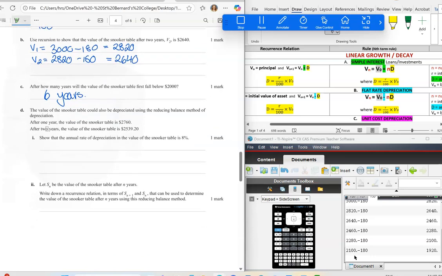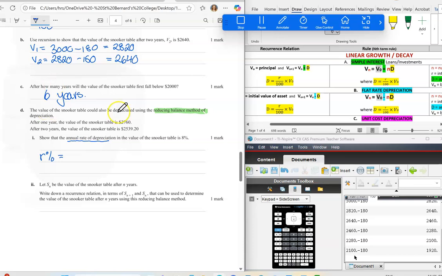They now changed to the reducing balance method. They said after 1 year the value of the table was this, then after 2 years it was that. Show that the annual rate of depreciation is this. So on your formula sheet, you should have a formula for this.